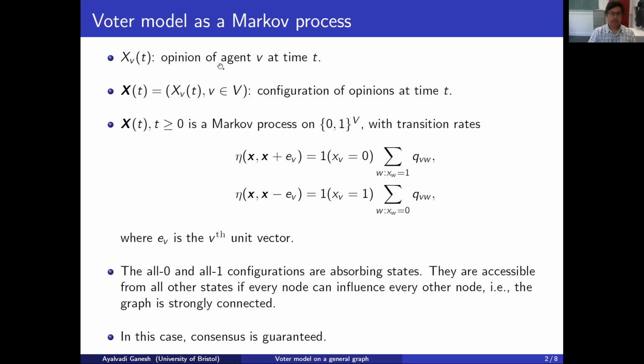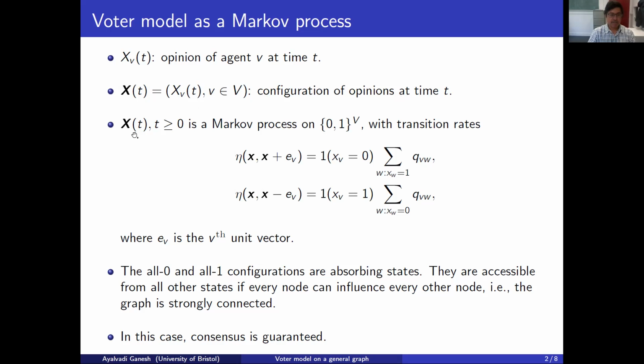So we'll denote the opinion of agent V at time t by x_V(t), and this can either be 0 or 1. Those are the only two possible values this can take. And we'll denote by boldface x(t) the vector of these opinions of the agents. Okay, so it's the vector x_V(t) indexed by V in the vertex set. And we call this the configuration of opinions at time t.